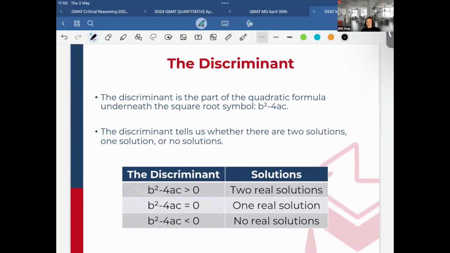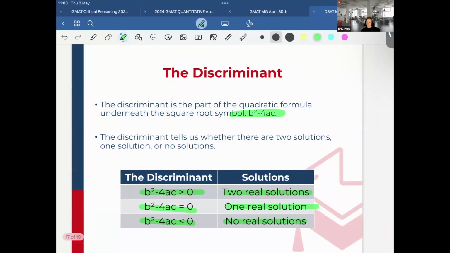But just remember the discriminant, it's always the part of the quadratic formula underneath the square root. So it's the b squared minus 4ac. And basically the discriminant tells me if there's 2 solutions, 1 solution or no solutions of the parabola. So if there's 2 real solutions, you need to know this, it'd be greater than 0. If there's 1 real solution, it's equal to 0. And if it's no real solutions, we set the discriminant less than 0.